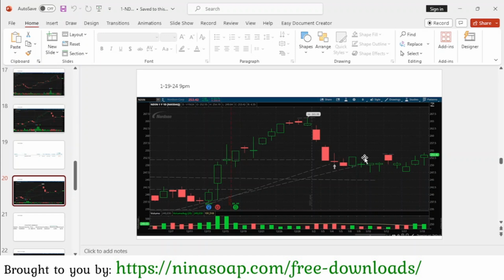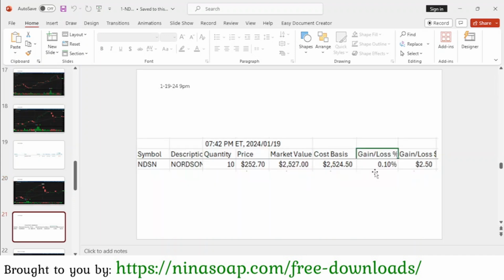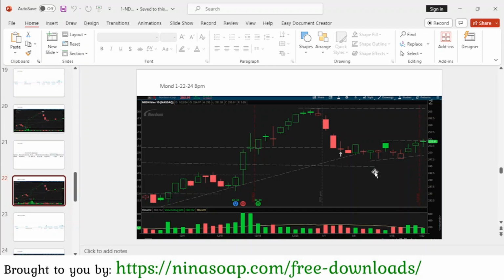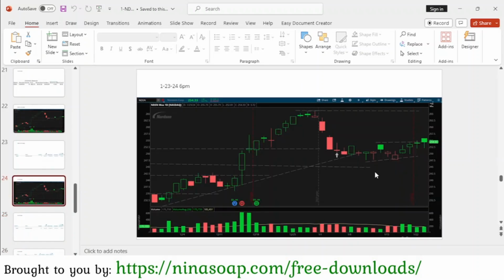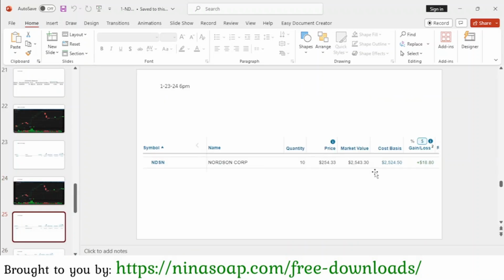So by looking, when we bought it, it just went sideways and went down and then started picking up. So $2.50 profit on the 19th. On the 22nd, it went up, and we have $14.60 profit on the 22nd. And the 23rd, it was $18.80.